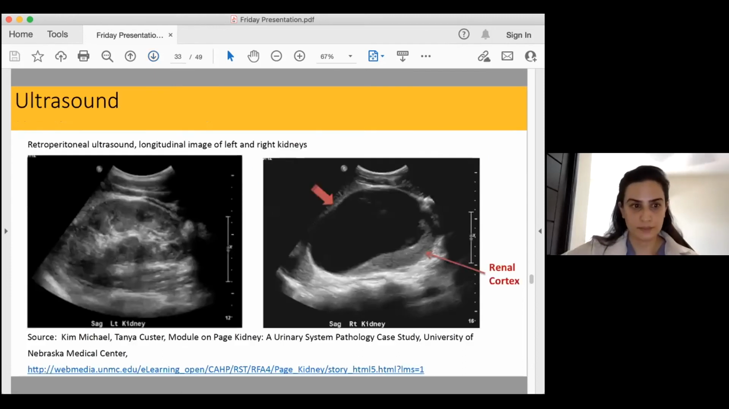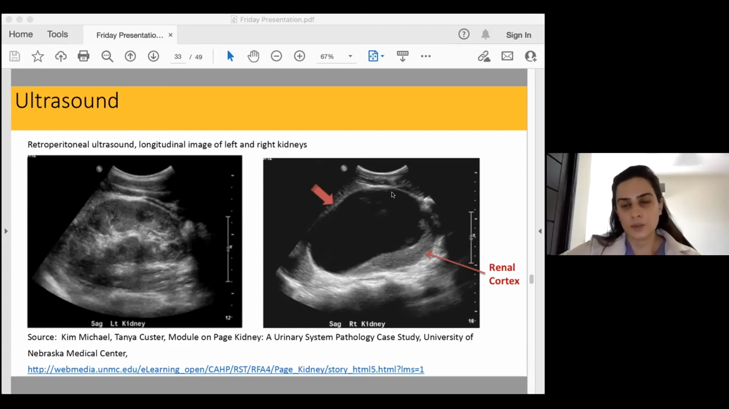It is compressed. Here in ultrasound, we can see this retroperitoneal ultrasound, longitudinal projection of the left and right kidneys. If we compare them, there's a very clear difference in the color, or the echogenicity. It represents the presence of different densities. The blackness here is hypoechoic, and it represents the presence of fluid, whereas here we see that heterogeneous imaging, which tells us that the structures are conserved.